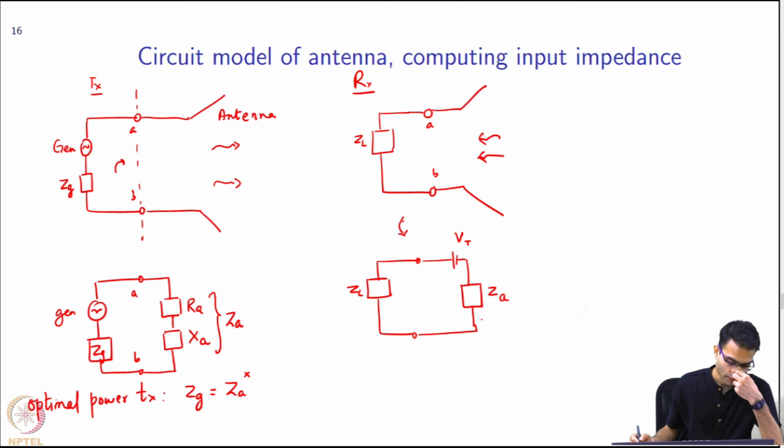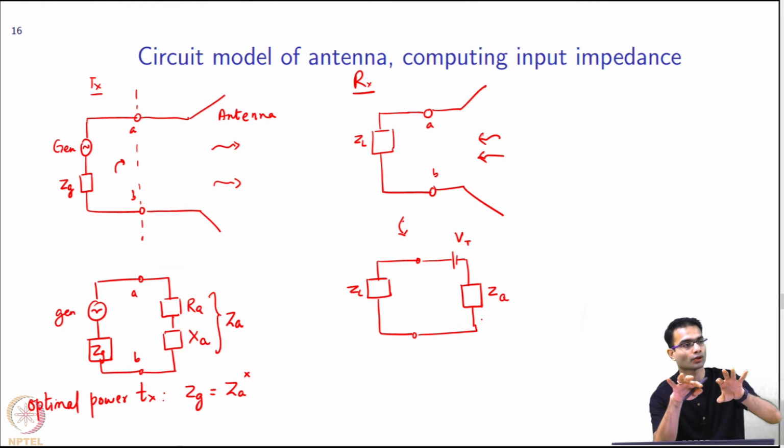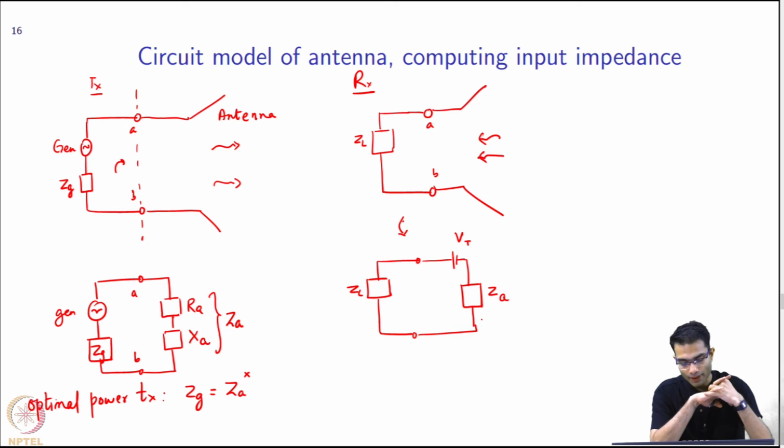Okay, usually by reciprocity, this is the same. Is that fairly intuitive, right? Some voltage is induced across the antenna terminals. That voltage is falling across both the impedance of the antenna and the impedance of the load. How do you find ZA is the question.